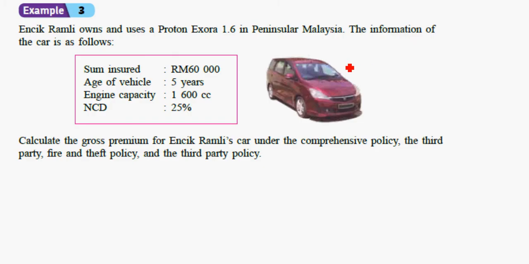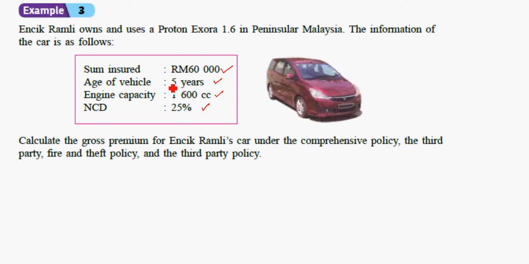Okay, so we look at an example. This is from a textbook. Encik Ramli owns and uses a Proton Exora 1.6 in Peninsular Malaysia. The information of the car is as follows. You see that the sum insured here is 60,000, 5 years age, 1,600 cc, and NCD. NCD is no claim discount, is 25%. If the car has NCD value, the NCD would be the discount for the insurance. So if you have 25% NCD, you can get 25% discount from the basic premium. So how to calculate?